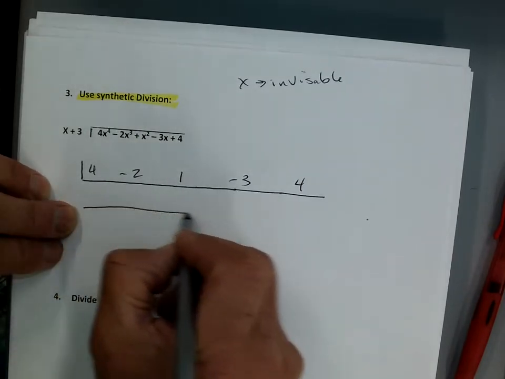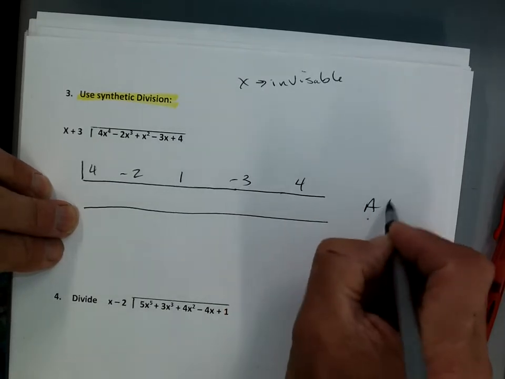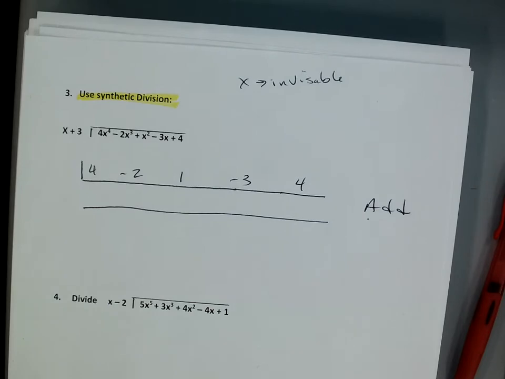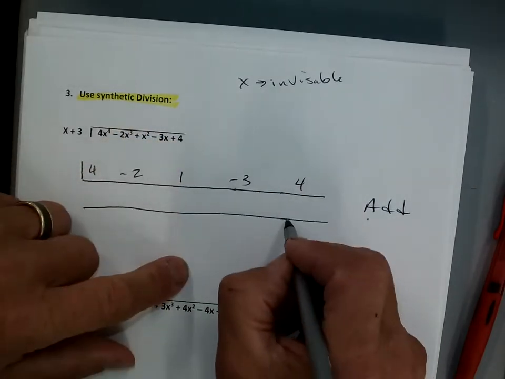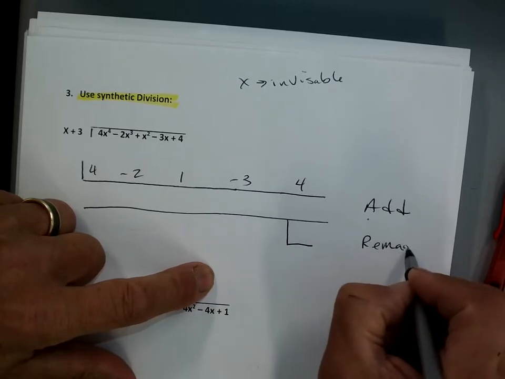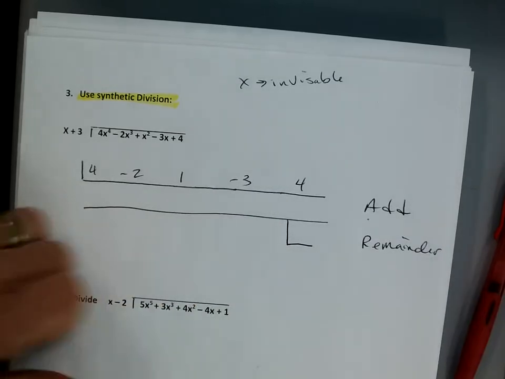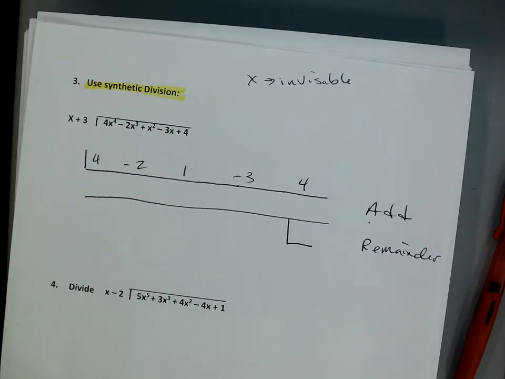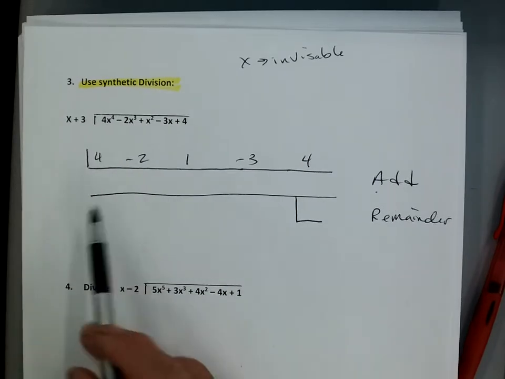I'm going to put this, what I call my adder line. No such word as adder, but that's my adder line. And right down here below this 4, that's where my remainder goes. Okay? So that's how I start out with synthetic division. And we'll do this again in Zoom. Okay? Upside down division sign.